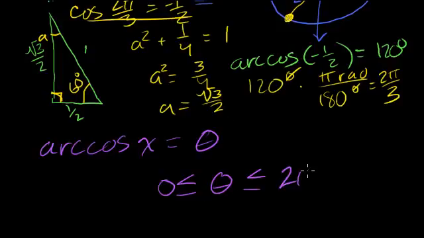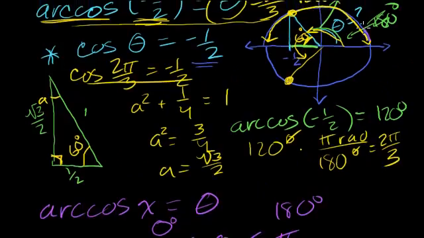pi. Not 2 pi. Less than or equal to pi, right? Or this is also 0 degrees or 180 degrees. We're restricting ourselves to this part of the hemisphere right there. And so you can't do this. This is the only point where the cosine of the angle is equal to minus 1/2. We can't take this angle because it's outside of our range.